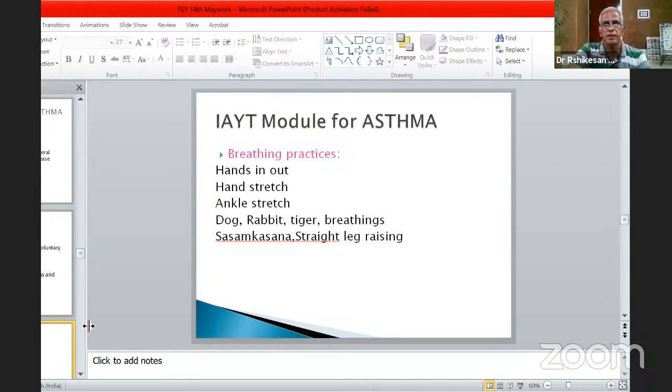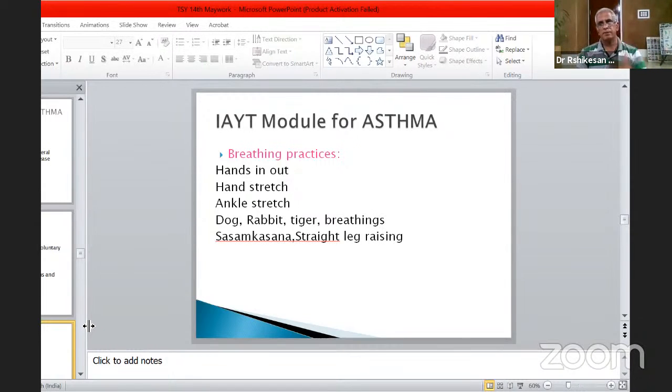So IAVT module, integrated approach of yoga therapy module for asthma. Various breathing practices are there. You can focus on these points because these are the practices for asthma. Breathing practices like hands in and out practice, a very simple practice, then hand stretch in the standing position, ankle stretch. Then Marjarasana is there.